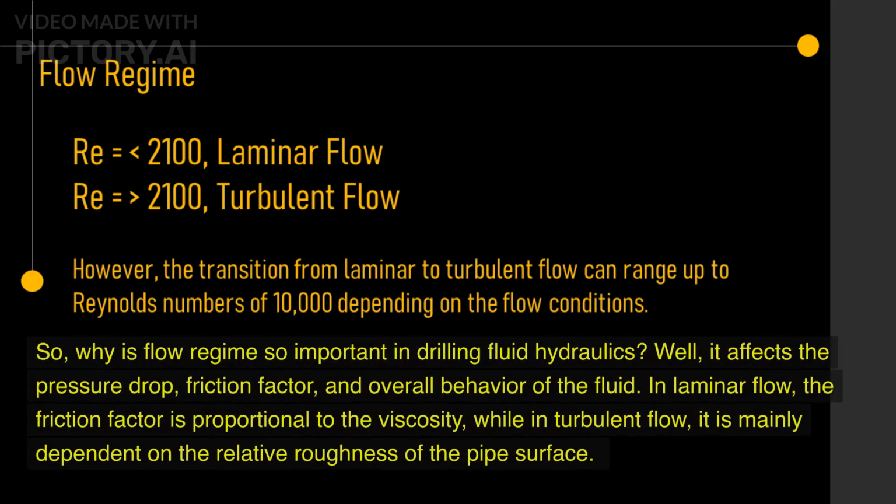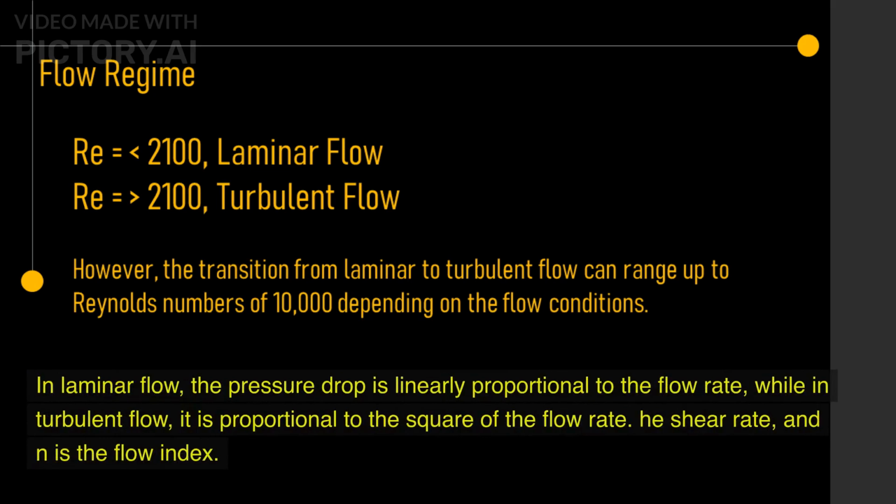So, why is flow regime so important in drilling fluid hydraulics? Well, it affects the pressure drop, friction factor, and overall behavior of the fluid. In laminar flow, the friction factor is proportional to the viscosity, while in turbulent flow, it is mainly dependent on the relative roughness of the pipe surface. In laminar flow, the pressure drop is linearly proportional to the flow rate, while in turbulent flow, it is proportional to the square of the flow rate.